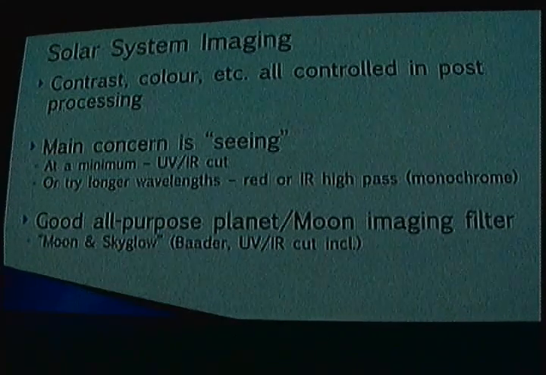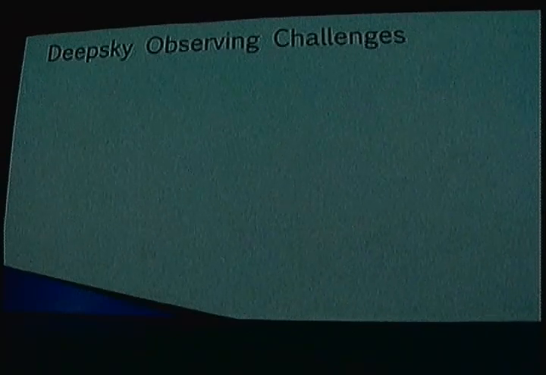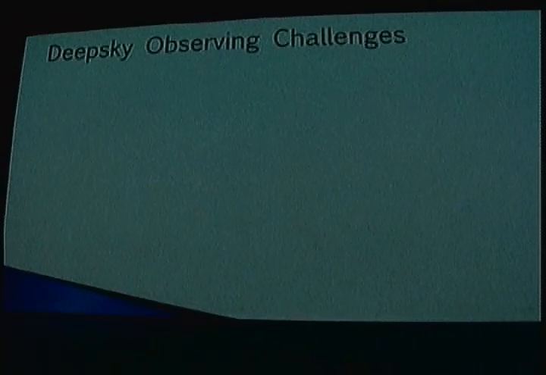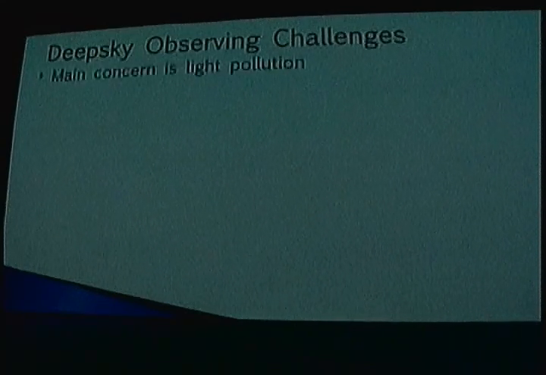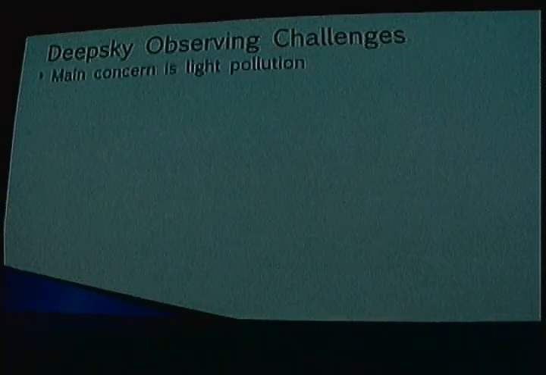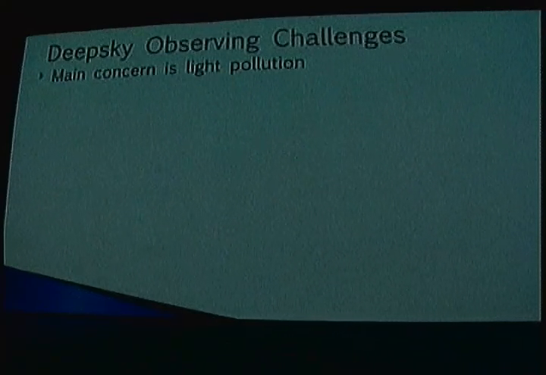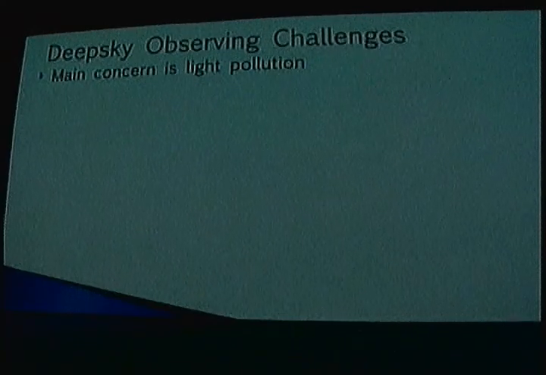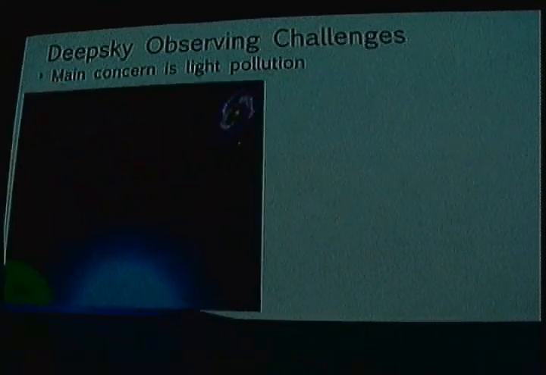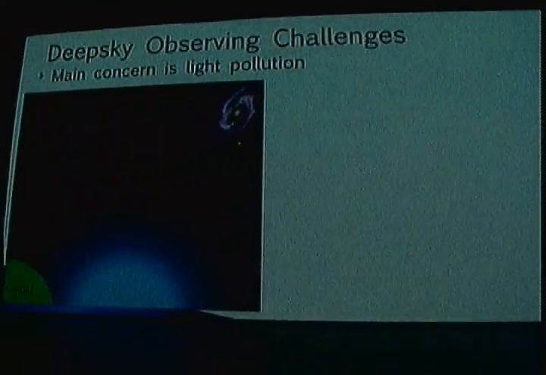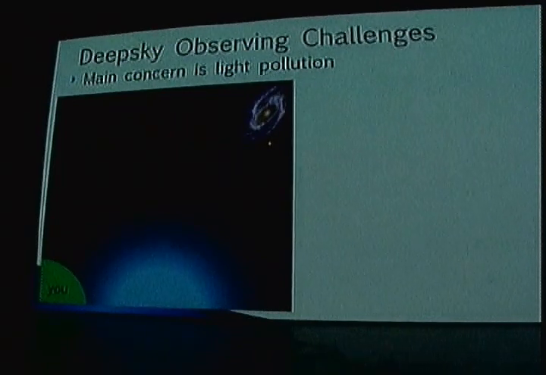So now let's change gears and talk about deep sky. The main issue with observing deep sky objects, as we all know, is light pollution, and unfortunately, this problem is getting worse every day. There are a number of different sources of light pollution that we have to deal with. Some are natural, some are man-made. In the figure here on the left, I'm going to try to illustrate for you what the main sources of light pollution are that we have to deal with.